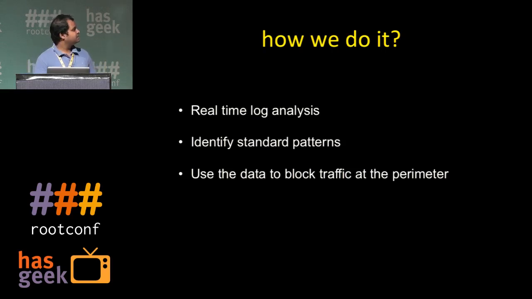And the other is, once we have this, the applications give us feedback using a custom error code. So instead of, say, HTTP 403 or 404, we will use something like a 999. And we are again doing real-time log analysis. So once we see that, we pick that data up, and we go ahead and block it on the firewall.